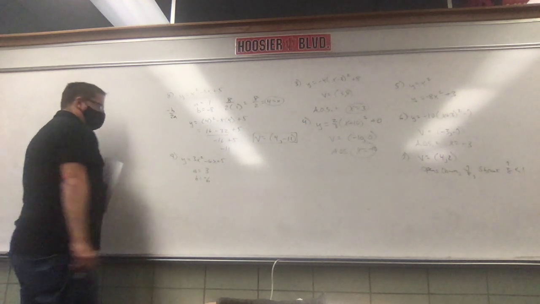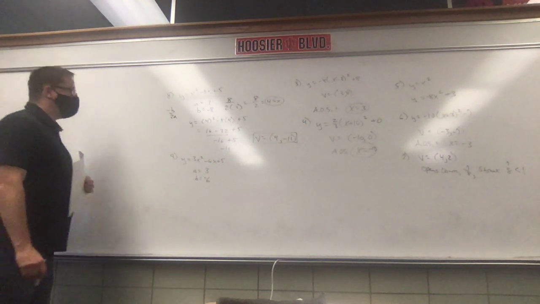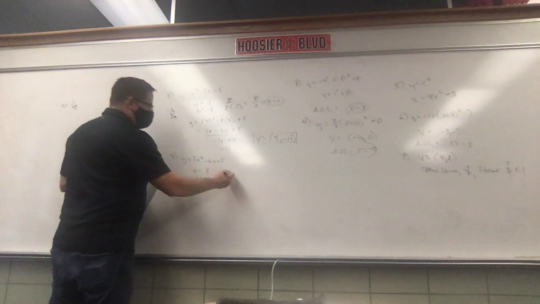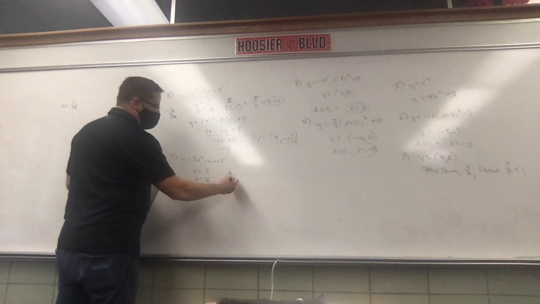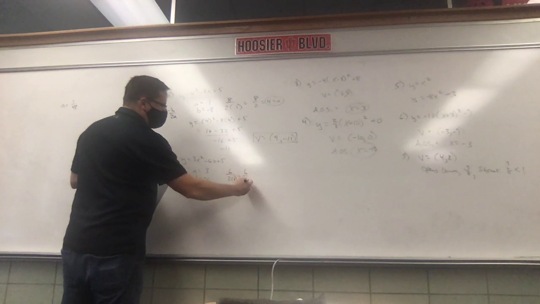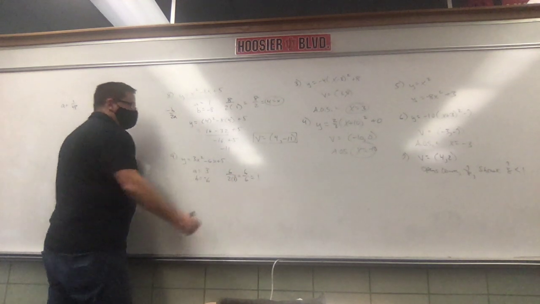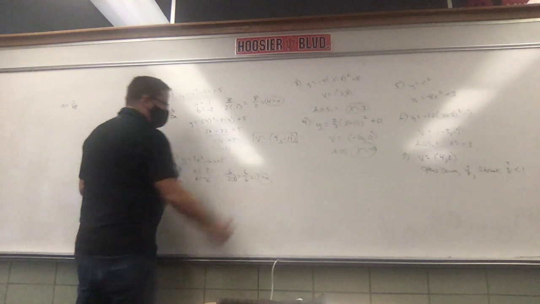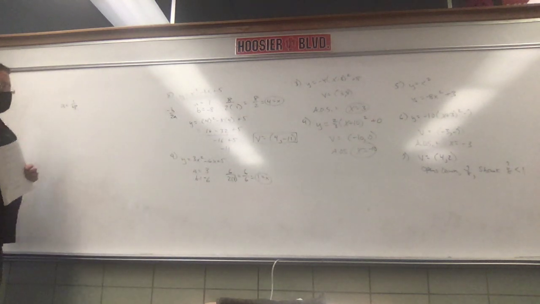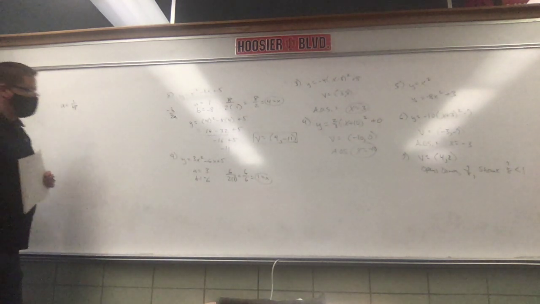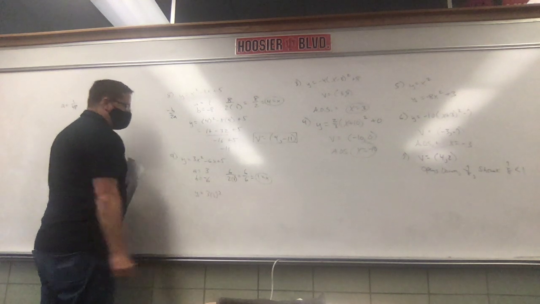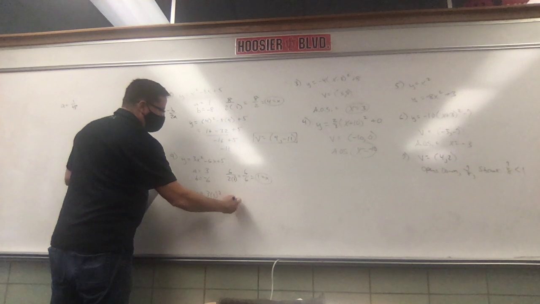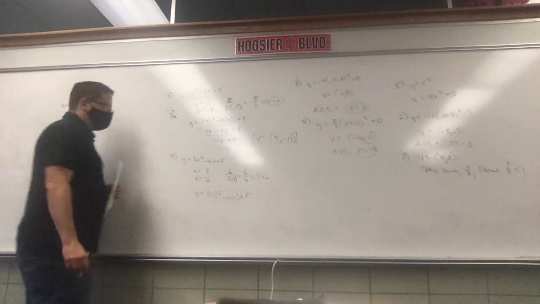Negative 6, good. So the opposite of B is 6, over 2 times A, which is 3. 6 over 2 times 3 is 6 over 6, which is 1. X is 1. And then we plug it in to find out what the y value is. So y equals 3 times 1 squared minus 6 times 1 plus 5.